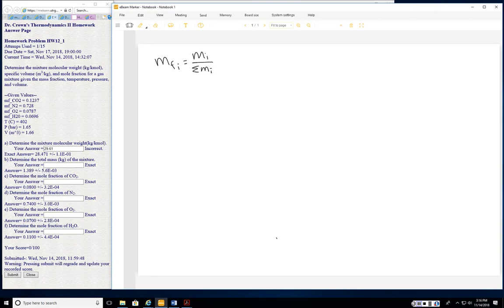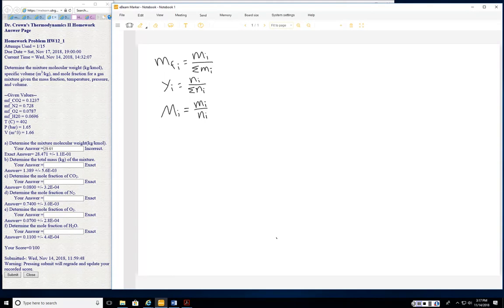The mole fraction is the same thing except with the number of moles for component i and the sum of all the moles for each gas. And then also the molecular weight for any particular gas would be the mass of that gas over the number of moles. So that gives us a few tools to start with.